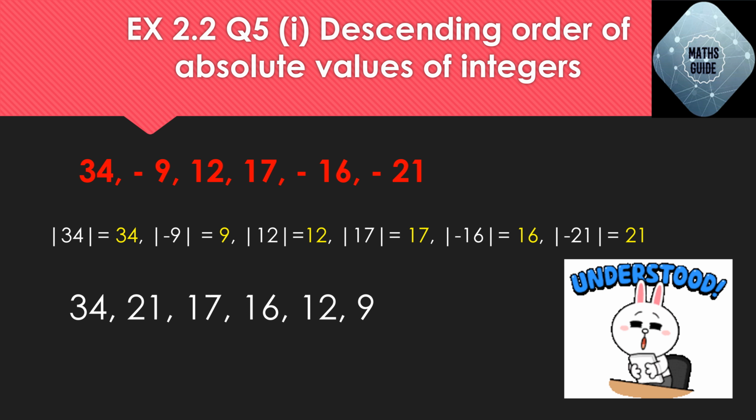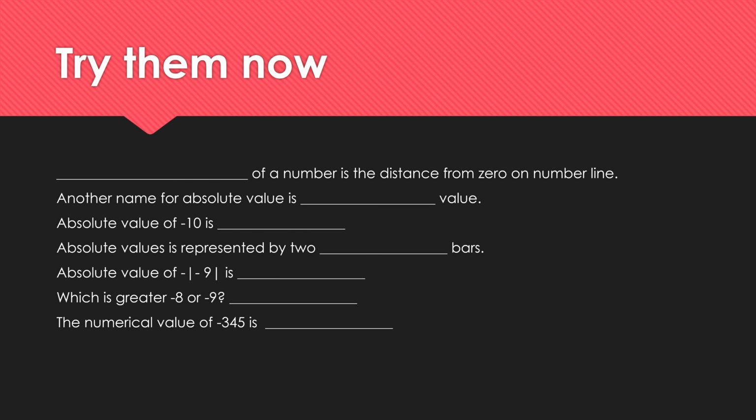It was the most interesting and easy topic, and I hope you can easily try these questions now. Absolute value of a number is the distance from 0 on a number line. Another name of absolute value is numerical value. Absolute value of negative 10 is positive 10. Absolute value is represented by two vertical bars. Absolute value of negative 9 is positive 9. Which is greater, negative 8 or negative 9? Negative 8. The numerical value of negative 345 is 345.